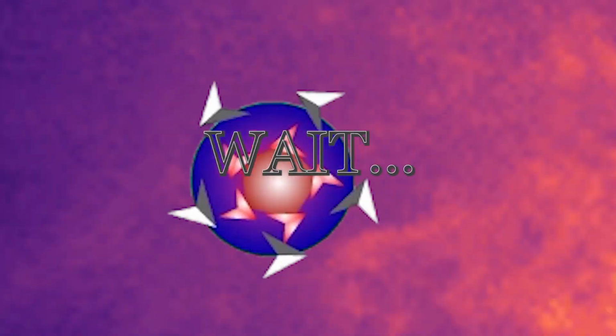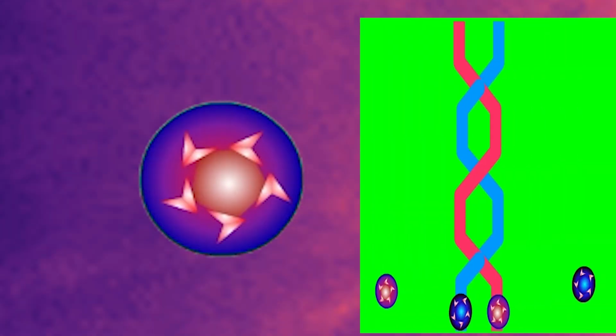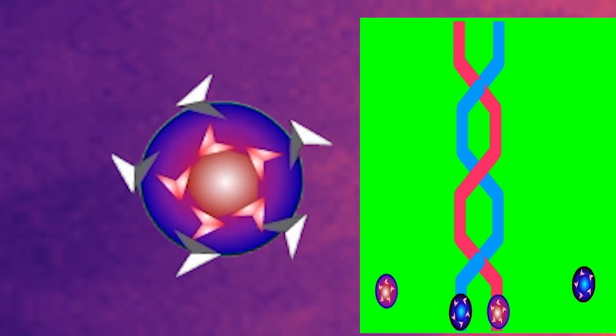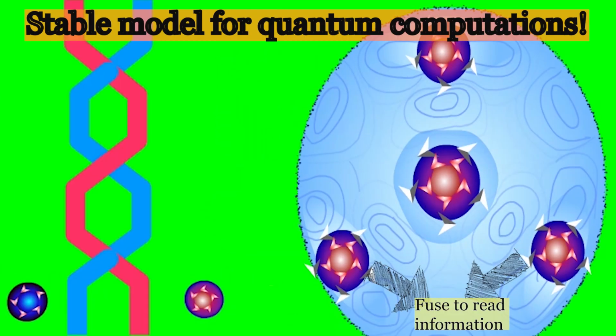See a trend? Wait, we just discovered the solution. Two vortices can together form a topological qubit. Information can be processed by braiding and fusing them together.